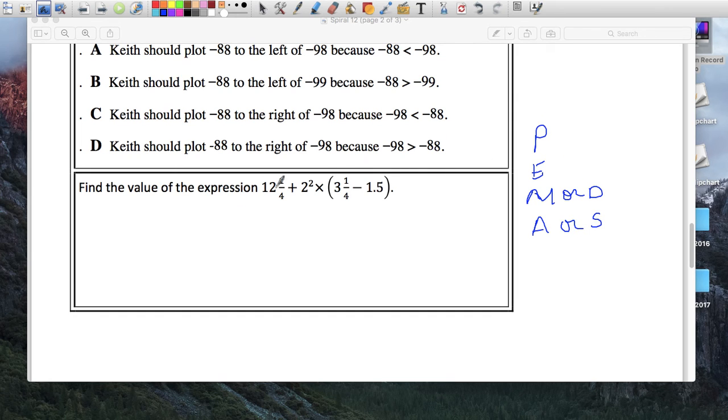The first thing I want to do is just change this fraction to decimals. It's much easier. Can you do it with fractions? Yes, you may. But I think it's easier with a decimal. So 1/4 is the same thing as 0.25. So 12 and 1/4, another way of writing that would be 12.25. I'll leave this exponent as it is. I could have changed it, but I'm going to leave it as it is. Times, parentheses, 3 and 1/4 is 3.25 minus 1.5.